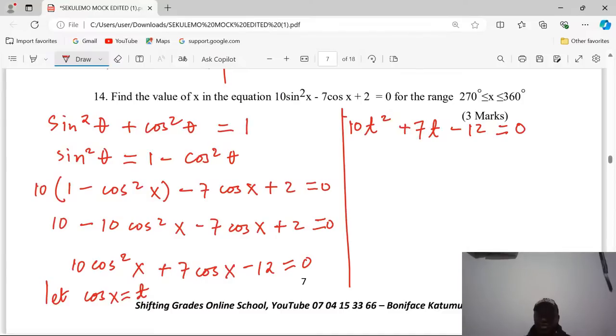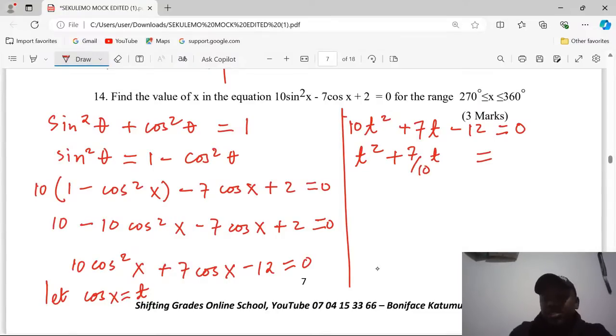If that is equivalent to 0, we can solve this equation very easily using the completing square method, the factorization method, the quadratic formula. Any can work for us. So we can say t squared plus 7 out of 10 t, and we take the constant to the other side now, 12 over 10, which will be 6 over 5. We can add a constant to both sides.